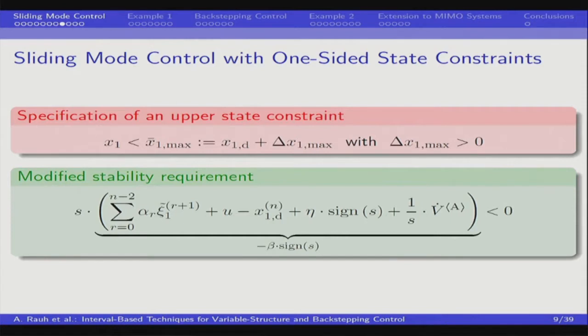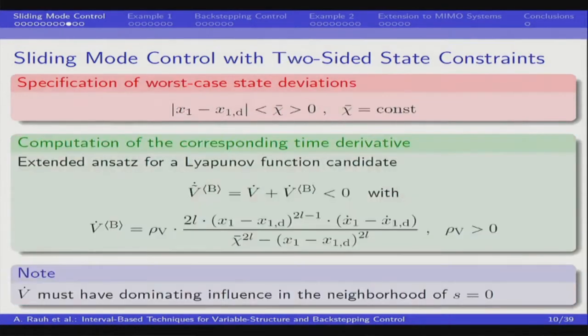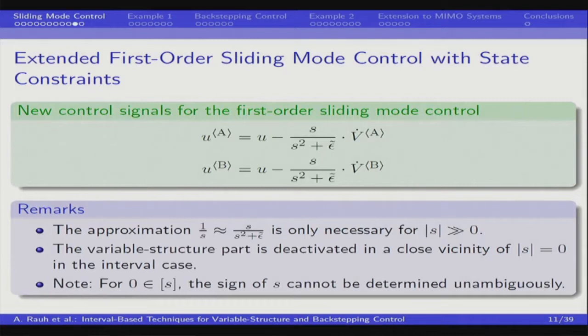Okay, how can this be done? This can be done in such a way that we are replacing this 1 over s by this rational expression here, which is a good approximation for 1 over s if s is significantly larger than 0. And in the case that s is becoming close to 0, it is just deactivating this part. Why can we do this? The reason for this is we want to make sure that the original control goal, s equal to 0, is not modified by this repelling potential.